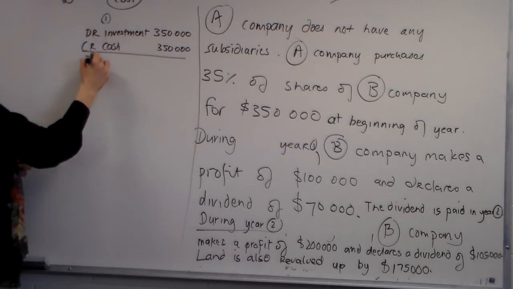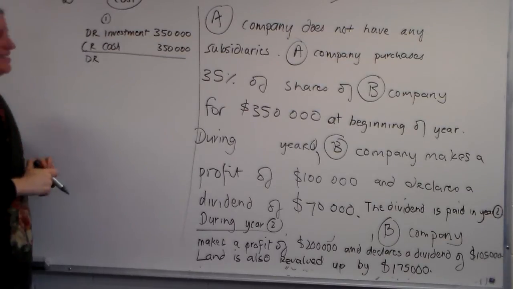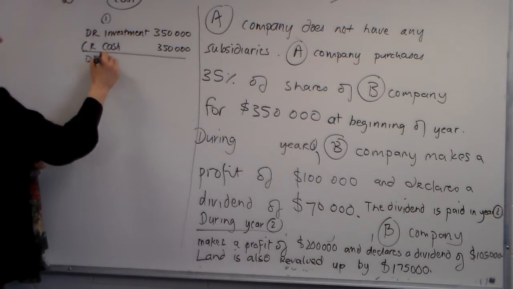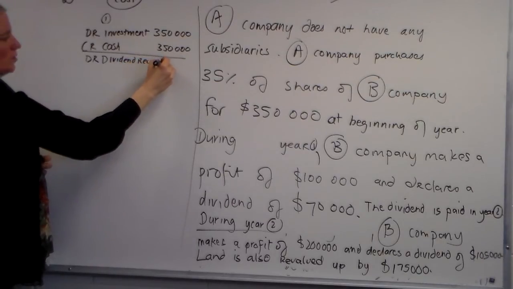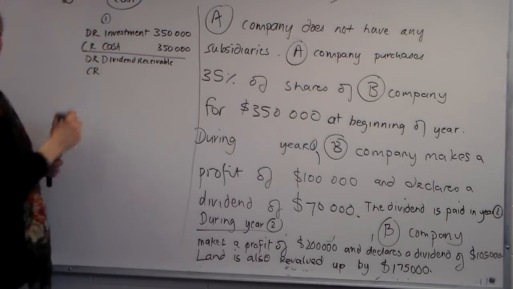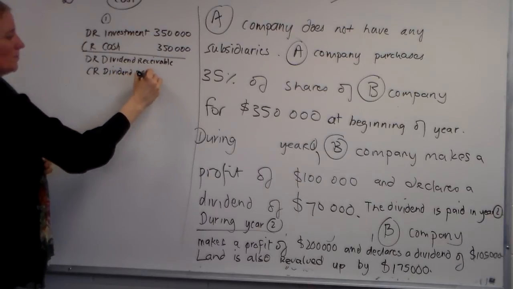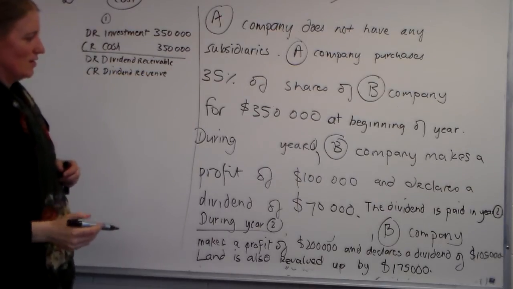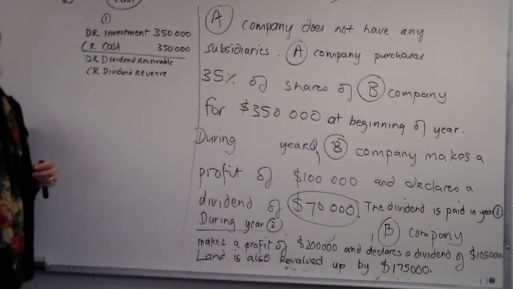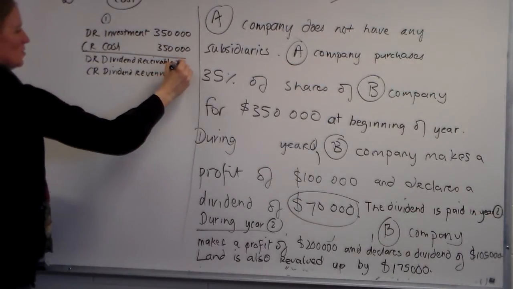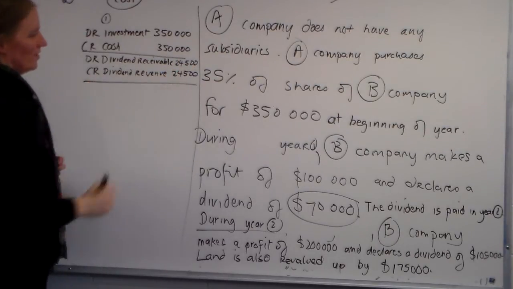Second one? Cost method. Debit dividend receivable. Credit dividend revenue. Yep. Okay, so the amount was 70,000. You multiplied it by 35%. You got more than 24,000. Okay, happy. Right, good. Well done. Very good.